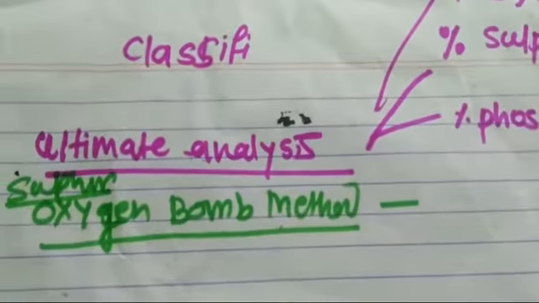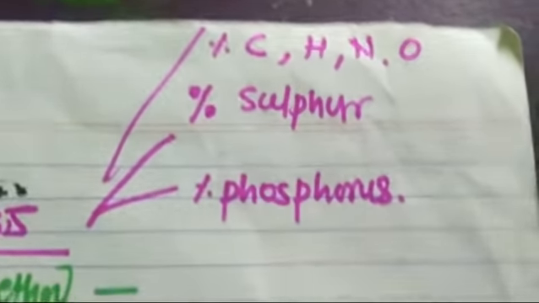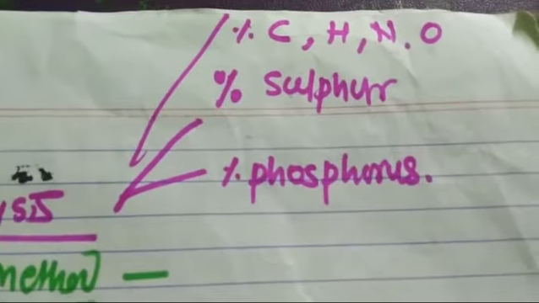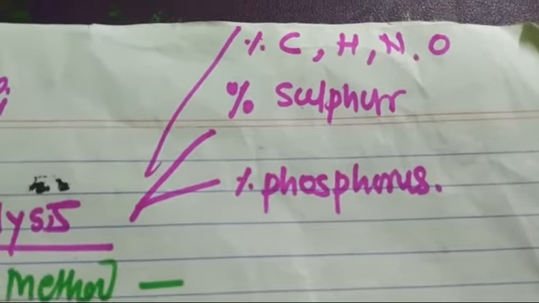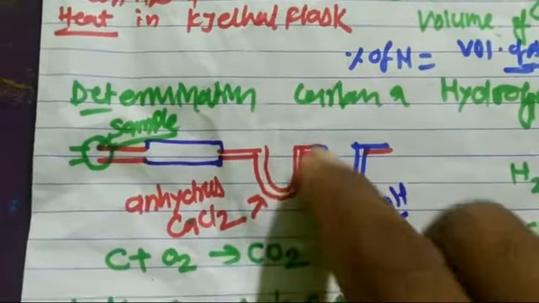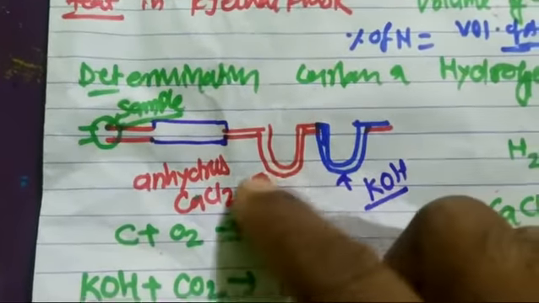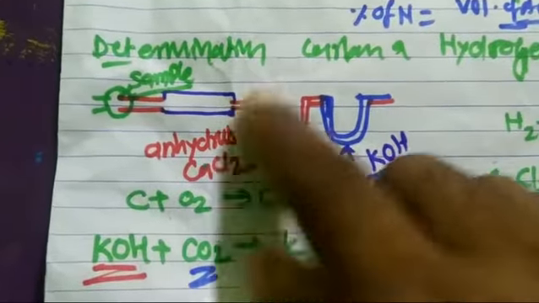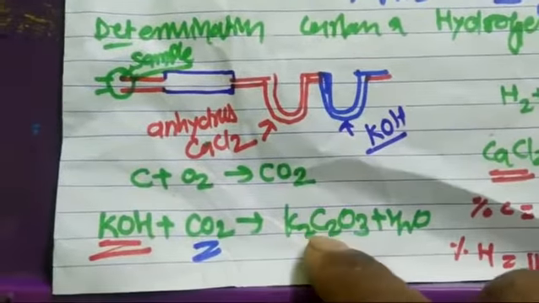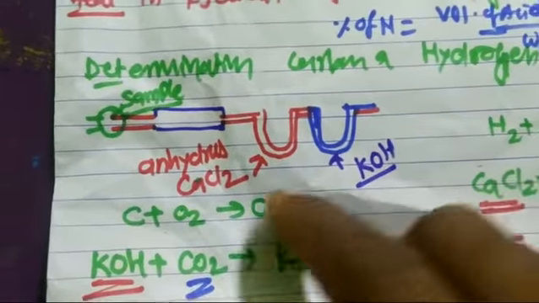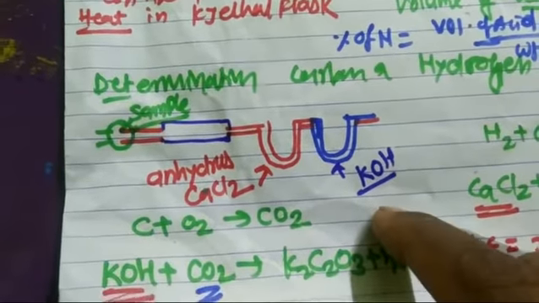So here in ultimate analysis, we see the determination or estimation of the percentage of carbon, hydrogen, nitrogen, oxygen, sulfur and phosphorus. Carbon and hydrogen we determine by using this tube method. First anhydrous CaCl2, then KOH. Carbon dioxide reacts with KOH to form K2CO3. We measure this tube weight before and after. So we get the percentage of carbon.